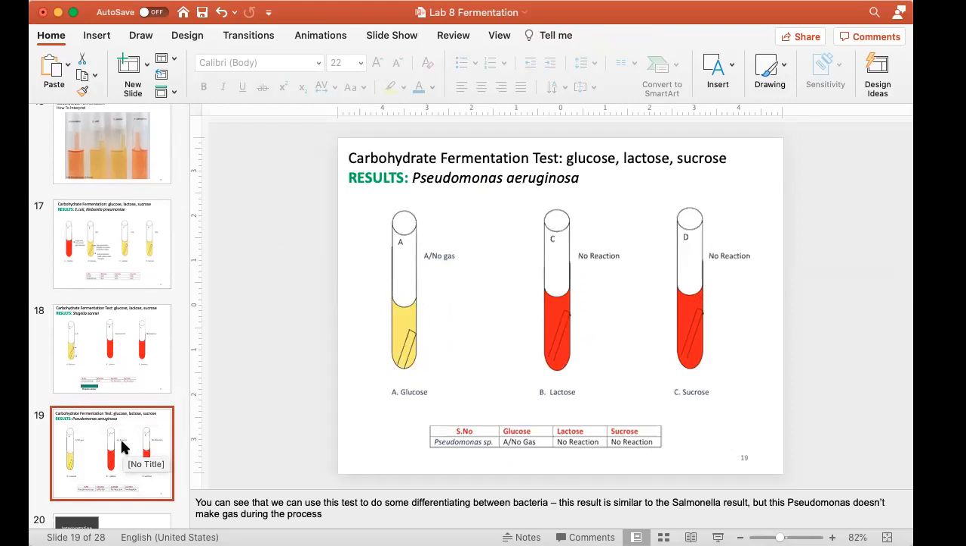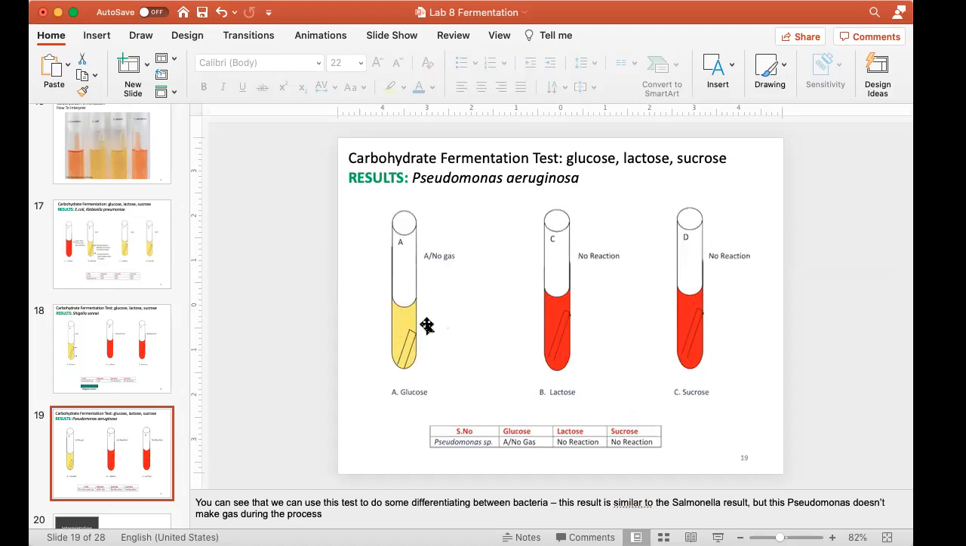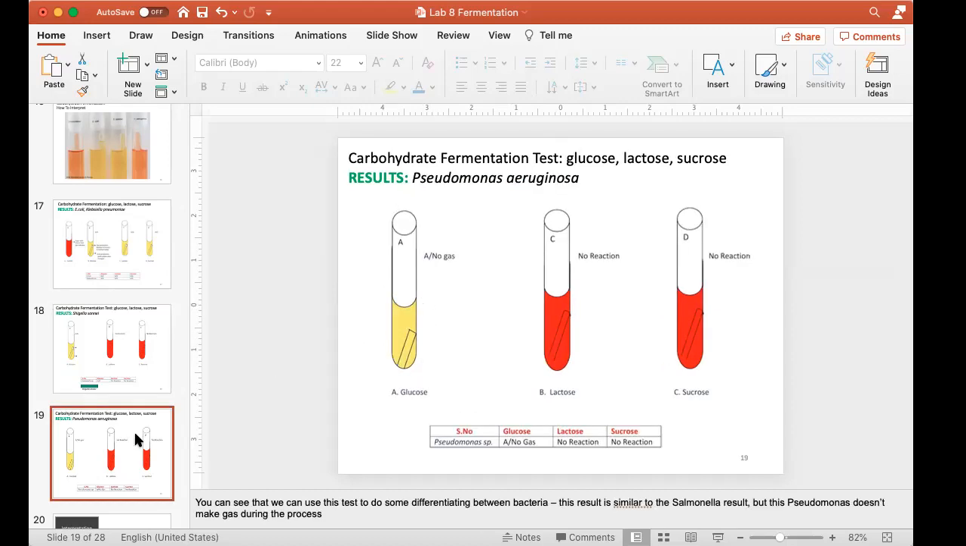Here's the Pseudomonas. Looks pretty similar to the Shigella, doesn't it? We got a positive result for the glucose, negative for lactose, negative for sucrose. But there's an important difference in the glucose tube. Remember, Shigella was able to ferment the glucose and produce both an acid, that's the yellow color, and a gas. Pseudomonas can ferment glucose, but it does not produce a gas. In other words, Pseudomonas is using a different pathway here. It's fermenting glucose to produce an acid and no gas. It's just a different pathway than what the Shigella used. They can both ferment glucose, but they do it differently.